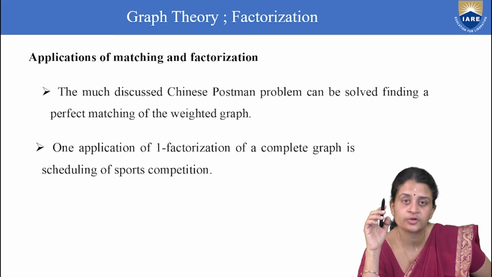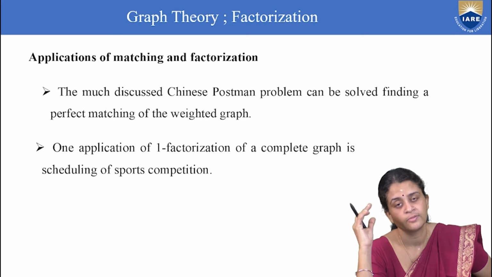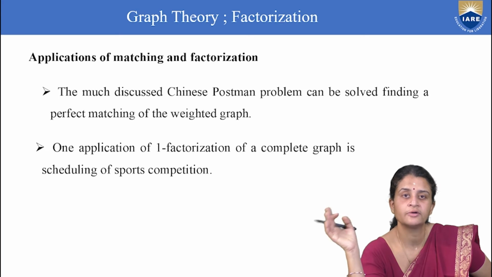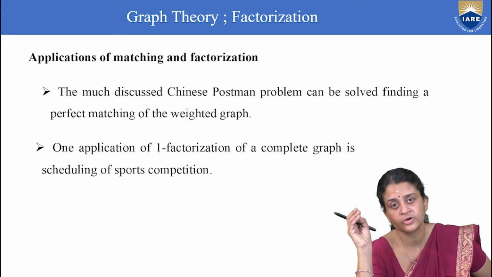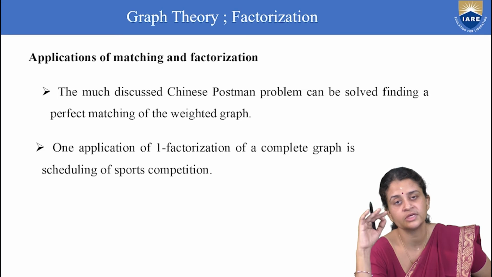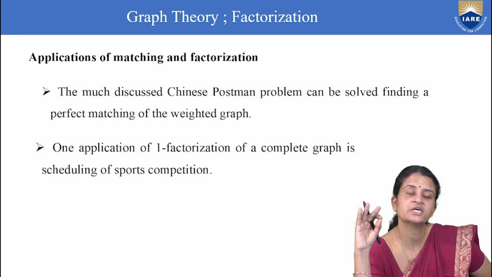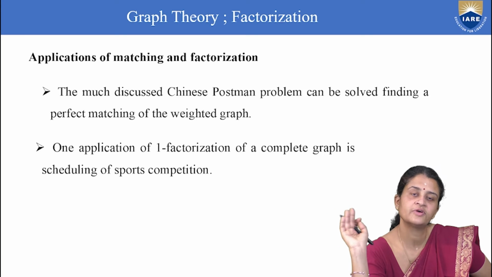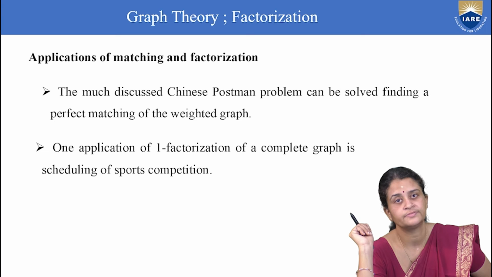Why a weighted graph? Because when we assign a positive value to the edges of a graph, it is termed a weighted graph. Here we can put the distance between the points as the weight. So the situation can be represented as a weighted graph. Then finding a perfect matching of the weighted graph also gives the result for the Chinese postman problem.